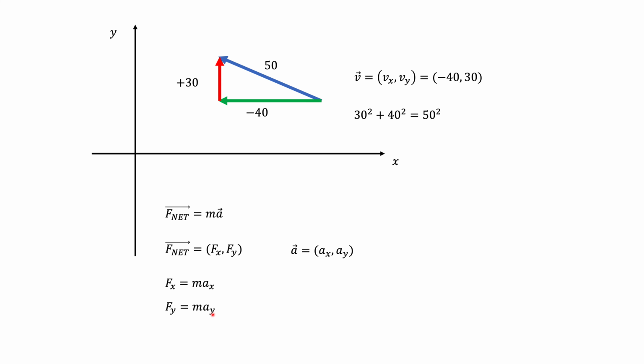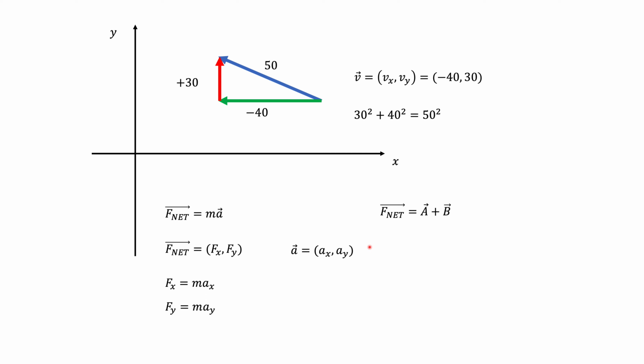Now, we could stop here, but there's still a question about how we calculate Fnet. Normally we don't know Fnet. What we do know is all these separate forces that apply to the object, and Fnet is the sum of all these forces. What we mean by sum of the forces is the sum in the vector sense.